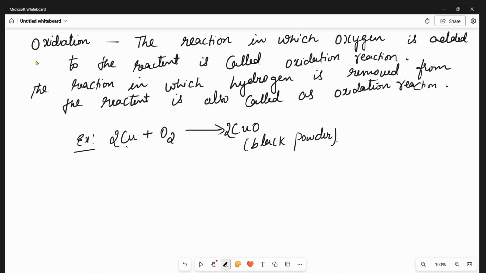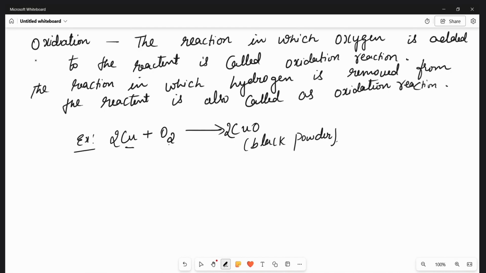So here copper combines with the oxygen. So oxygen is added to the copper, so it is called an oxidation reaction. If you remove the hydrogen in any reaction, we also call it an oxidation reaction. Either adding the oxygen or removing the hydrogen from any reactant, we call it an oxidation reaction.